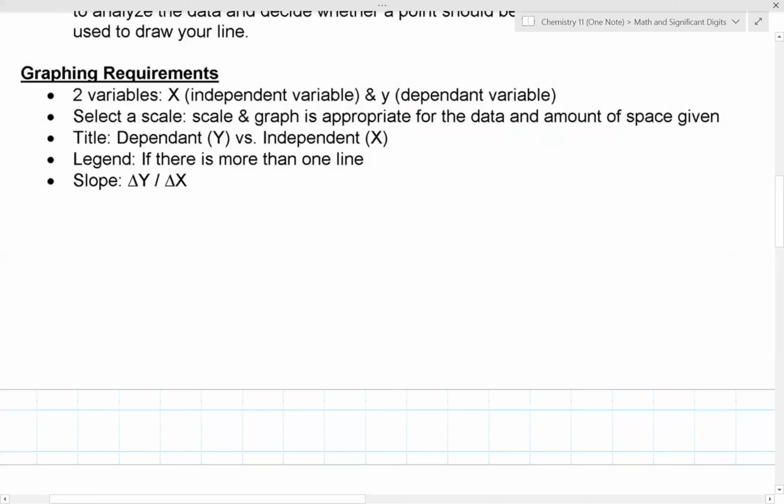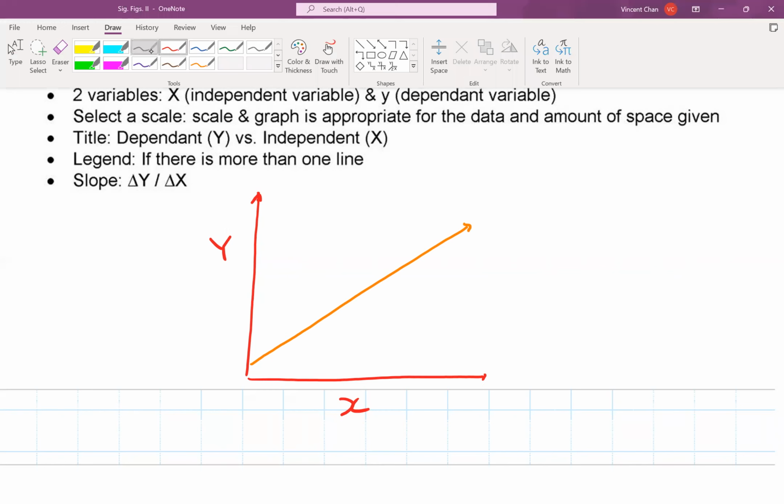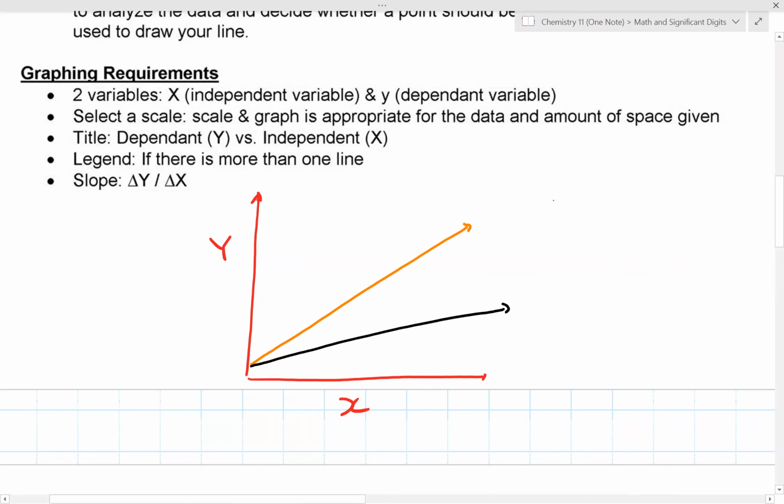Now, but when you draw a graph in science, it's basically the same requirements as what you have in math. You have your two variables, you have your x and your y variables, x being independent, y being dependent. You want to make sure you have a scale and a graph appropriate for the data, and you have a legend, you have a title, and you calculate slope. So if you were to draw a graph, you know this from math. So you have your y, you have your x, and sometimes you have two lines. So let's say you have an orange line here. You have, let's say, a black line. Let's say a black line here. What you want to do is you always want to have a legend telling you what lines represent. You want to have a title, whatever the title is, and you want to calculate the slope. Okay.